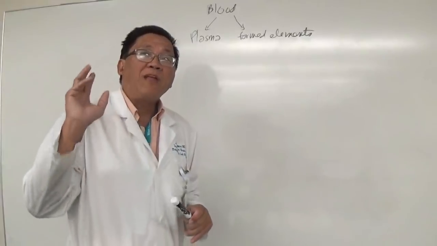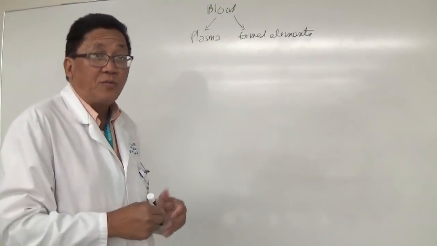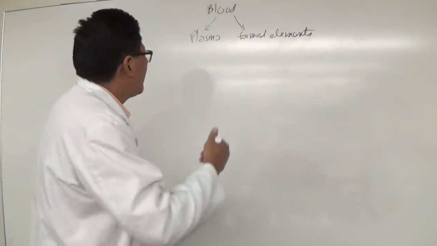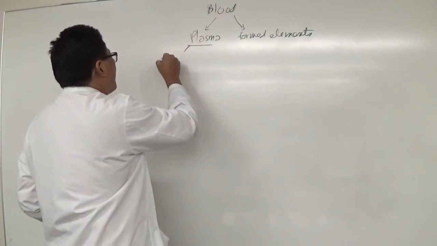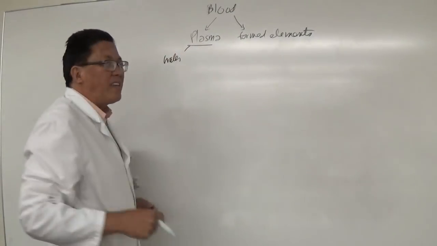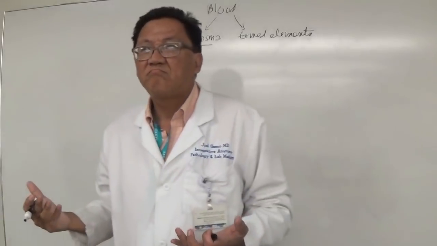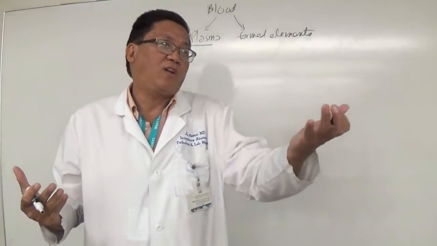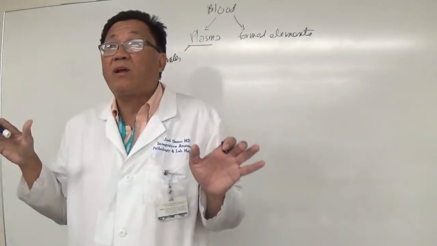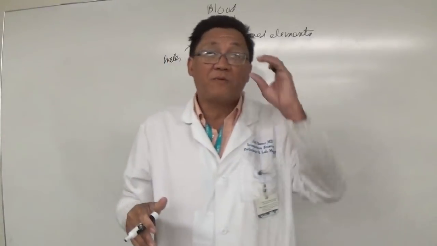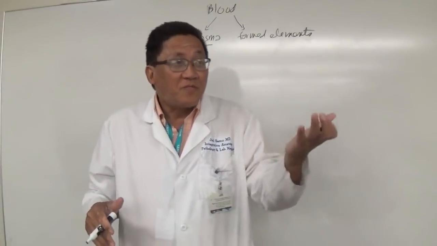Now, the plasma contains water, right? That's why it's called the liquid component. So this is mostly water. Now, what is inside the water? Oxygen? Well, I know H2O is water. What aside from water, what else do you find in your plasma? Plasma protein. There you go.